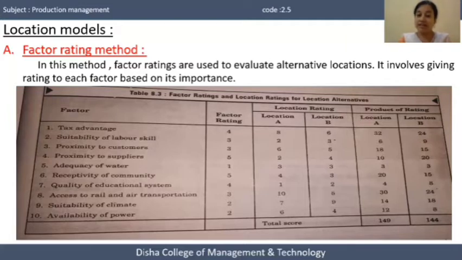Generally the industrialist has to adopt the particular location which has the highest score. Here location A has the highest score, so the industrialist can conclude that he has to choose location A for installing his plant. So this is all about the factor rating method.